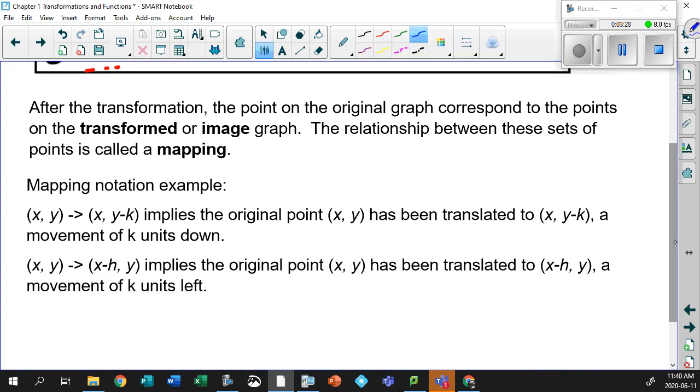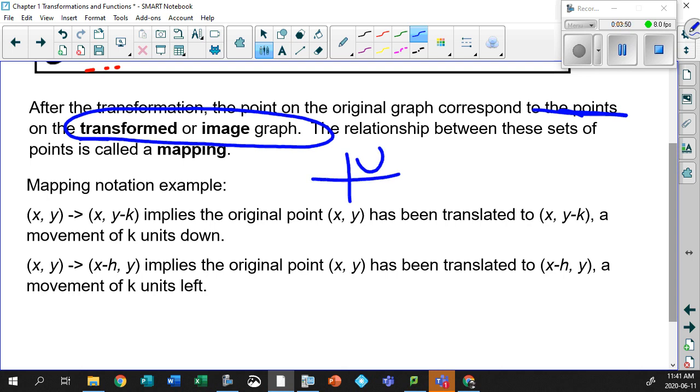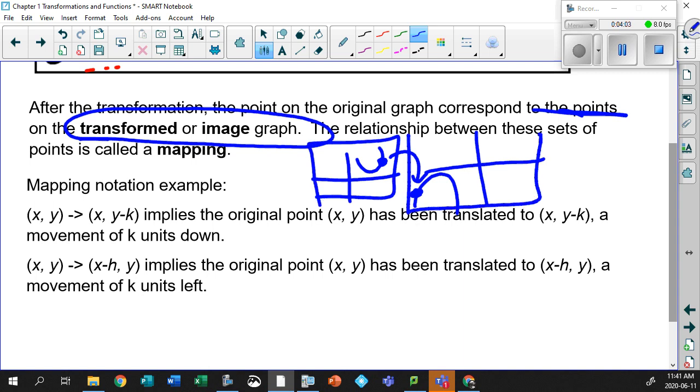After transformation, the point on the original graph corresponds to the points of a transformed graph, or what we call the image graph. You're going to see that in questions, especially diploma questions. They like using wording like image graph and so on. So in other words, basically what we're going to look at is we're going to take something from over here, and let's say here's our graph, there's a point there, and we're going to somehow transform it so the graph looks like this and the point becomes over here. How did we get from here to here? This being the original graph, this being the new image.